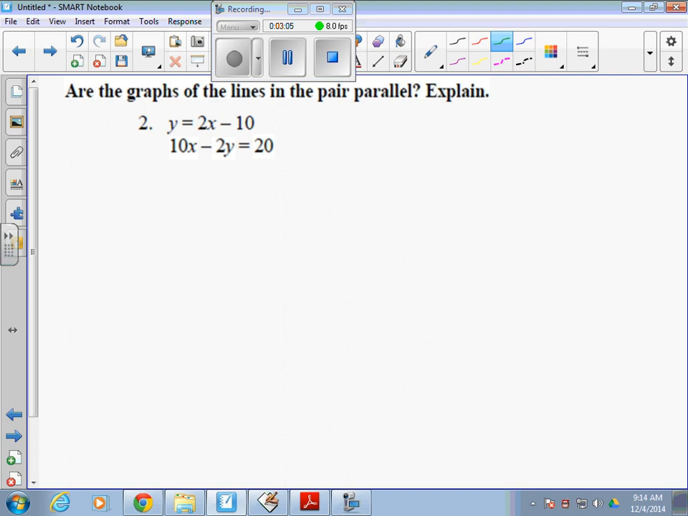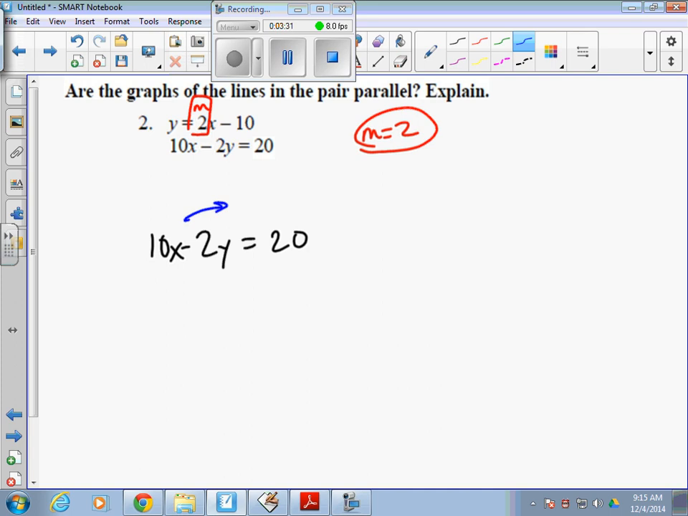Number 2 says y equals 2x minus 10. Again, you can easily see the slope of the first line. Are they parallel? We don't know yet. Its slope is 2. If the other one's slope is 2, then they're parallel. If it's not, then they won't be. So we have to take that equation, 10x minus 2y equals 20, and move it. We'll go a little quicker with this one. Move 10x over by subtracting it.